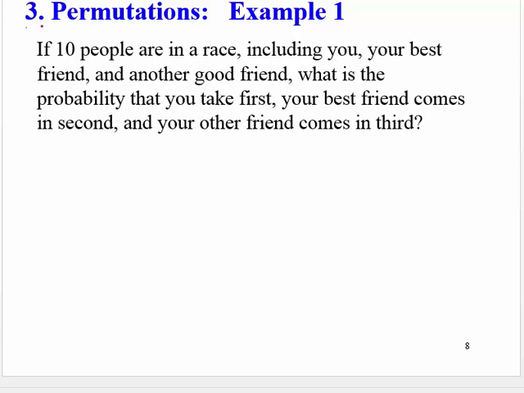Okay, part 3, permutations. If there are 10 people in a race, including you, your best friend, and another friend, what's the probability that you take first place, your friend comes in second, and your other friend comes in third? Okay, well, as all probabilities are, it's just equal to the number of ways the event can happen divided by the total number of outcomes.